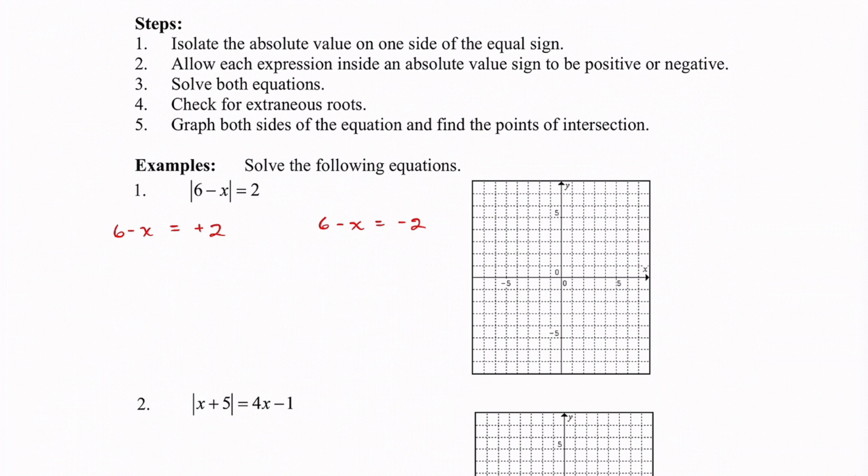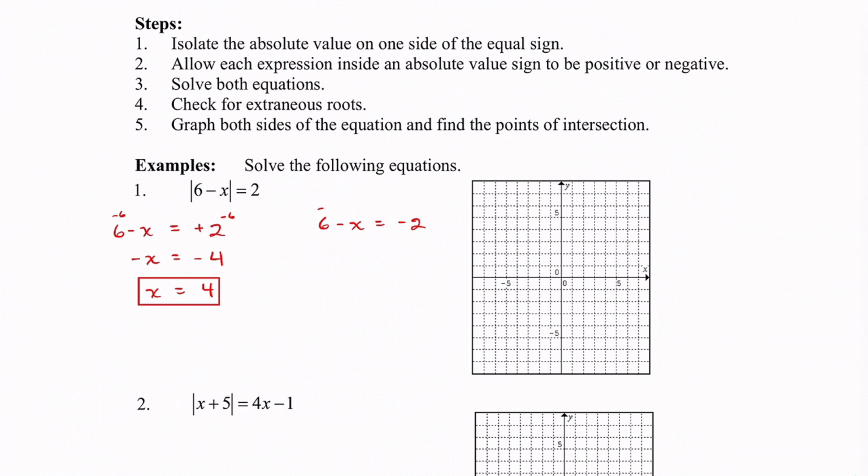So with this left one, I'm going to subtract a 6 from both sides. So when I subtract a 6 here, those will disappear. And then on the other side, I'm going to have 2 minus 6. That's going to be negative 4. And then I'll divide both sides by a negative. So I get x equals a positive 4.